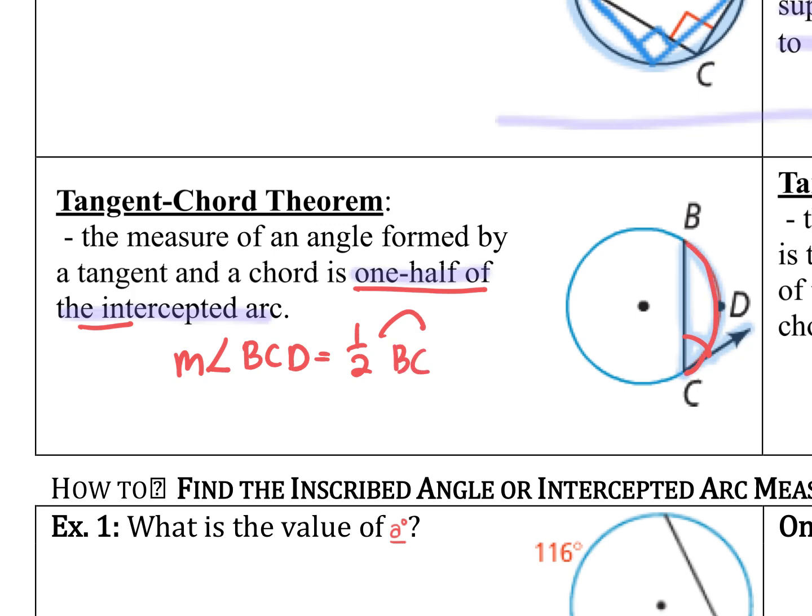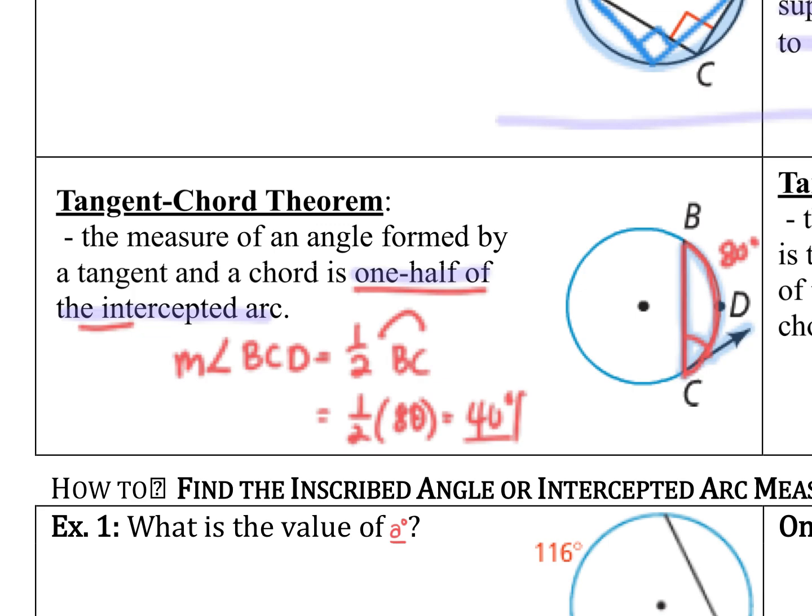Okay, let's give you an example. Say, for example, the size of the intercepted arc is 80 degrees, just for example. If we would like to find the measurement of angle BCD, it's going to be 1/2 of 80, which gives you 40 degrees.